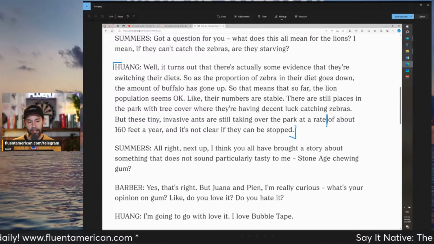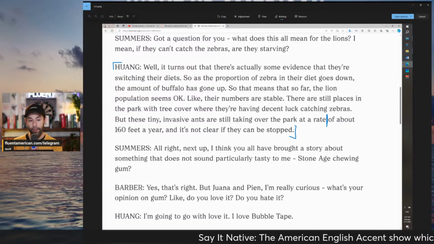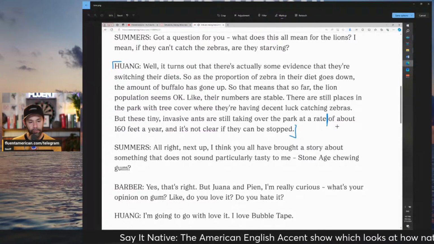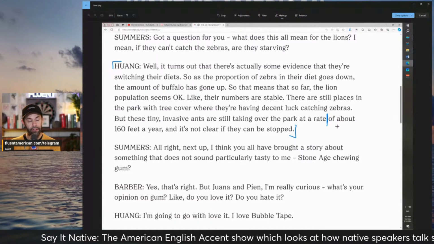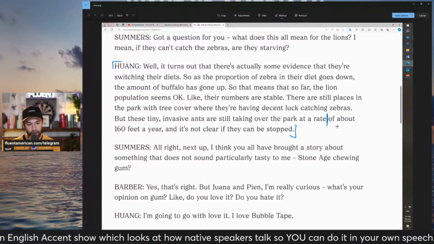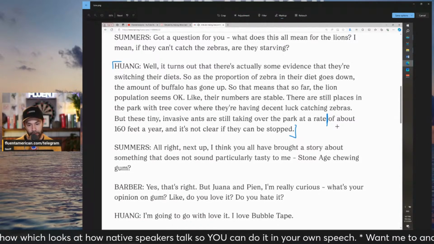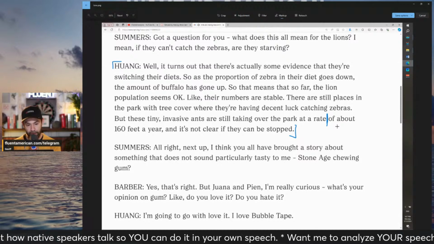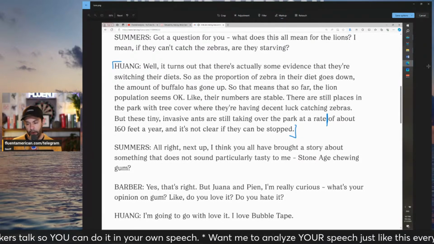One of the things you may find is that if you have heavier consonant sounds, it's going to really limit how far you can go. Like if I do shorter vowel sounds and heavier consonant sounds, like, well, it turns out that there's actually some evidence that they're switching their diet. So as the proportion of zebra in their diet goes down, the amount of buffalo goes up. You can hear the sound quality changes.